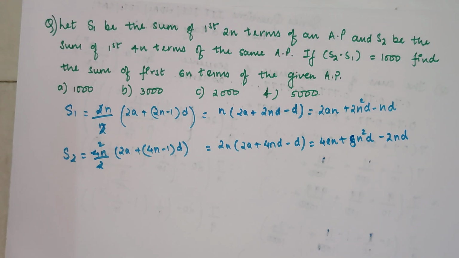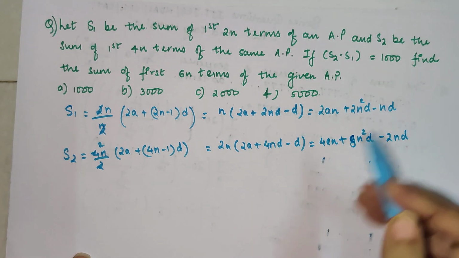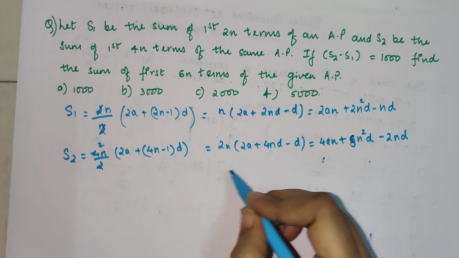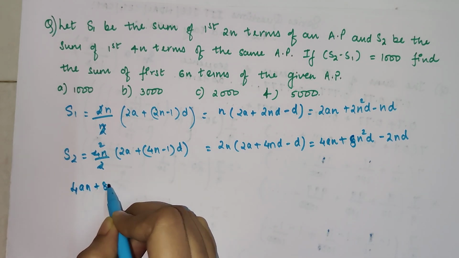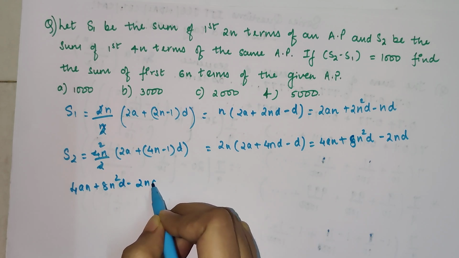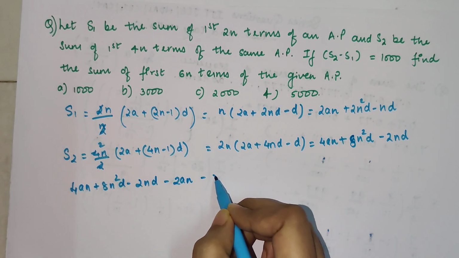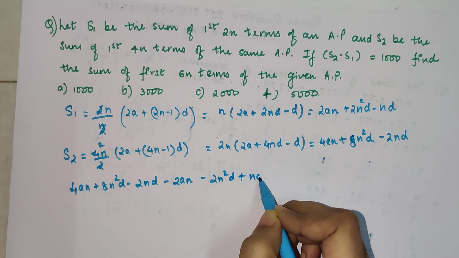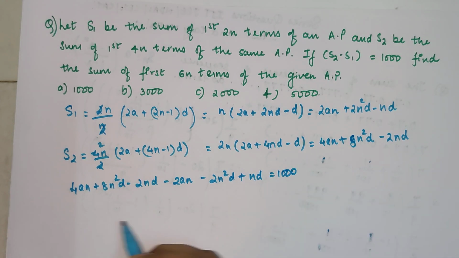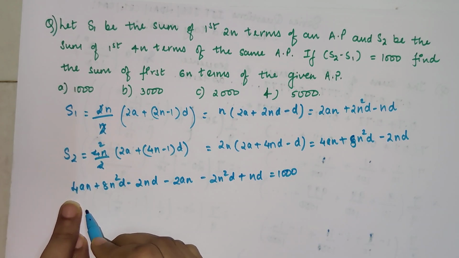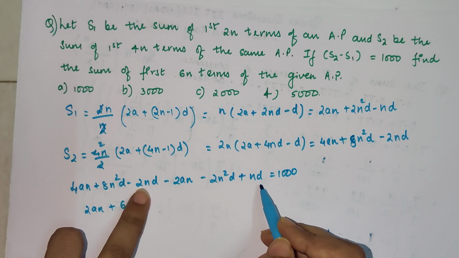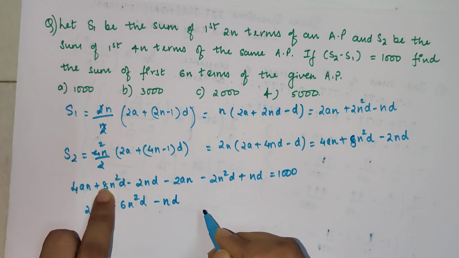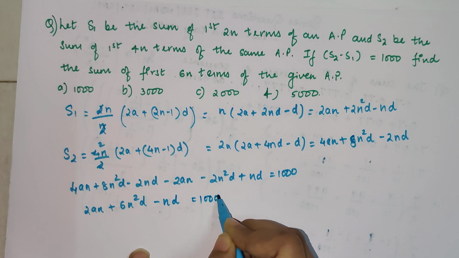Now they have told that S2 minus S1 is equal to 1000. So let's subtract these two. When you subtract, 4an + 8n² d - 2n d - 2an - 2n² d + n d is equal to 1000, right? So you get 2an + 6n² d - n d is equal to 1000, right?